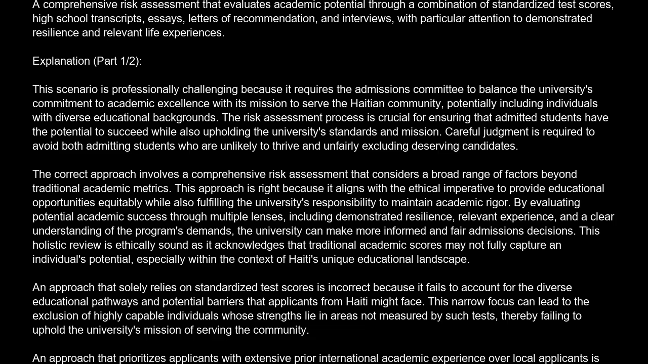An approach that solely relies on standardized test scores is incorrect because it fails to account for the diverse educational pathways and potential barriers that applicants from Haiti might face. This narrow focus can lead to the exclusion of highly capable individuals whose strengths lie in areas not measured by such tests, thereby failing to uphold the university's mission of serving the community.